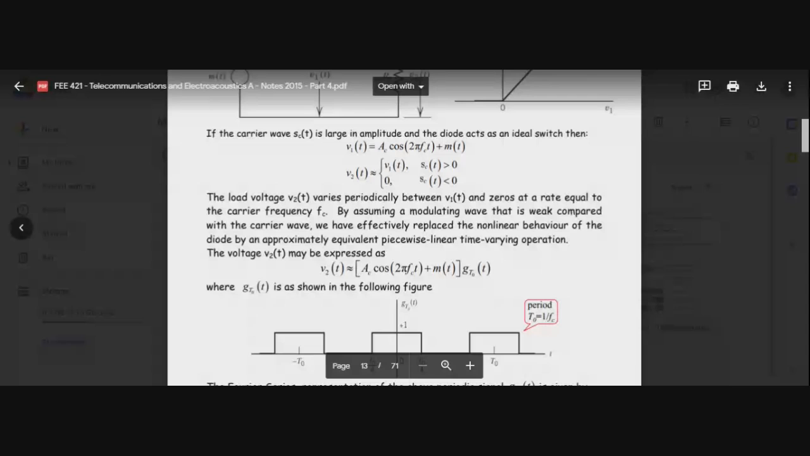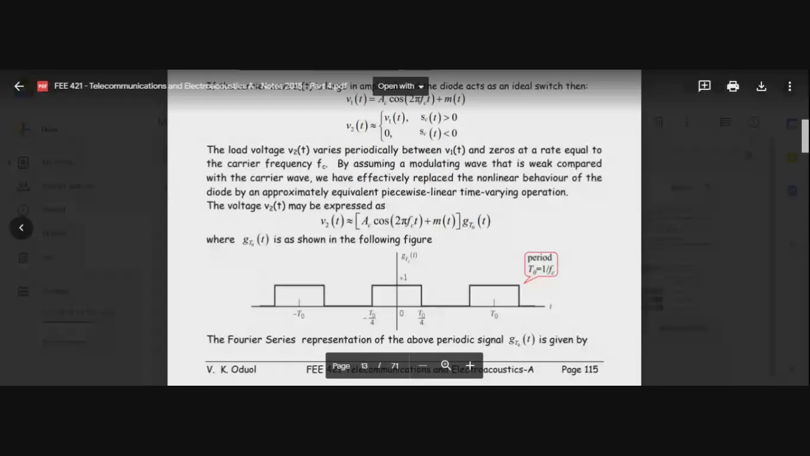So what is happening is that these expressions we've got here, V2 equals V1 when c(t) is positive, and 0 otherwise, are equivalent to the expression in the middle, where V2 is approximately equal to the input V1, the carrier plus the message, multiplied by g_T0(t). g_T0(t) is a square wave that is on for half the period, and off the rest of the time. The period we are calling T0.